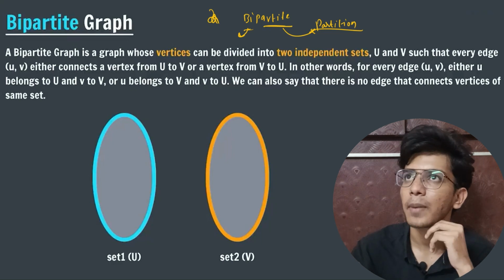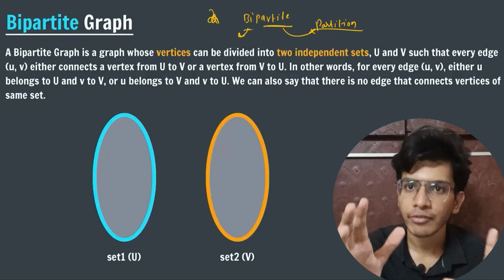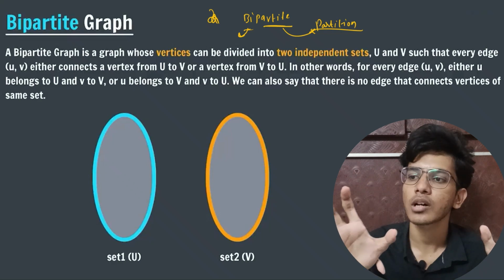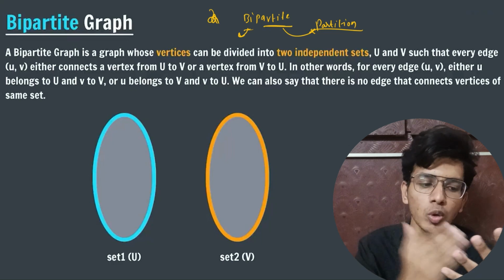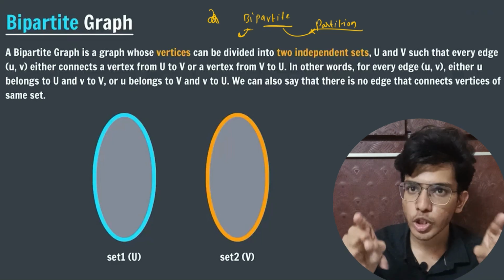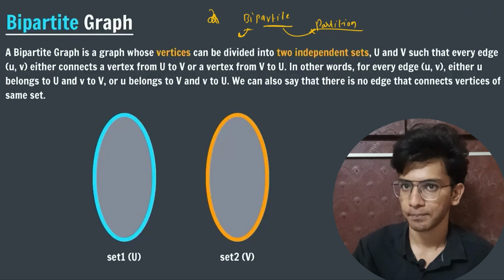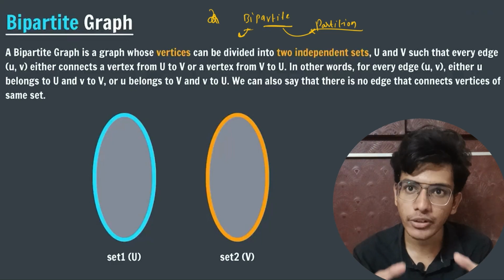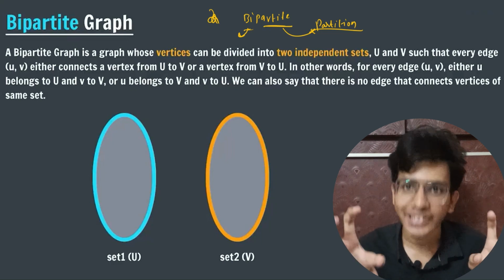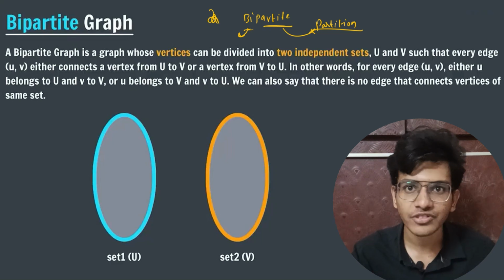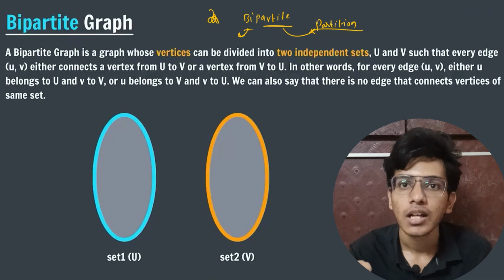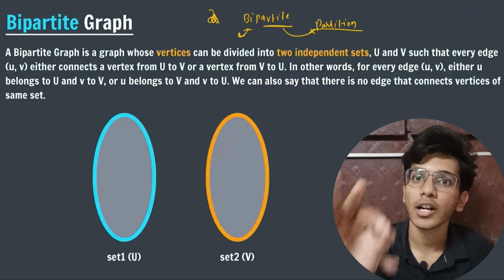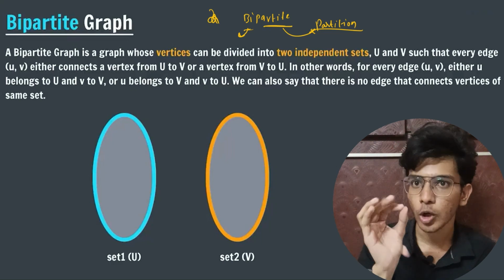So the meaning of a bipartite graph is that, for example, I have given you a graph. Your work is to divide your graph in such a way that no two adjacent nodes should be in the same set. If you are able to divide that graph into two different sets such that no two adjacent nodes are in the same set, then that graph is said to be a bipartite graph, else it is not a bipartite graph. I hope you have understood.